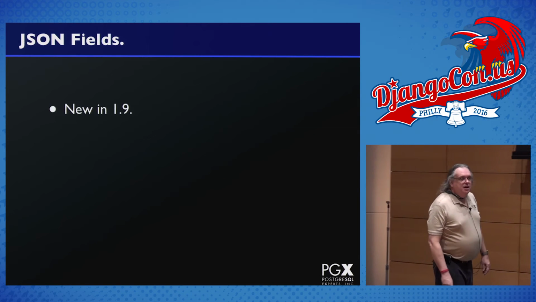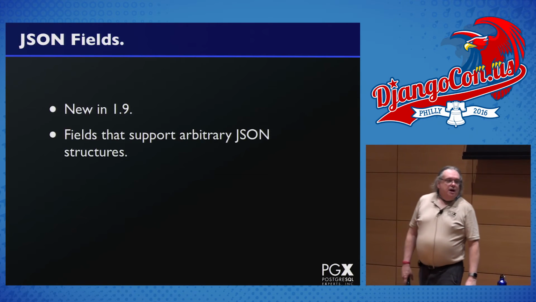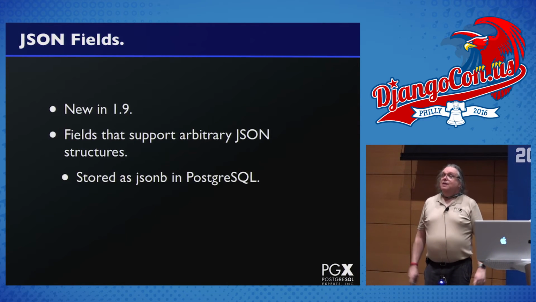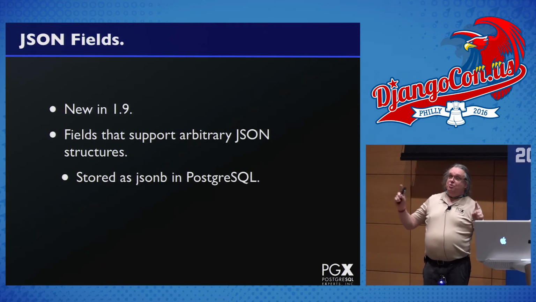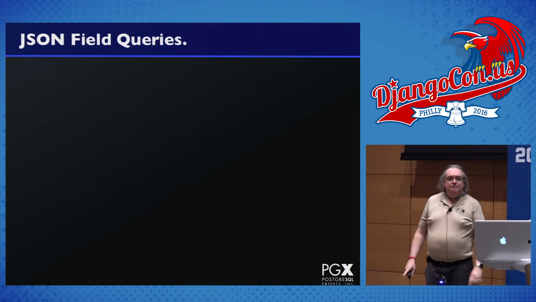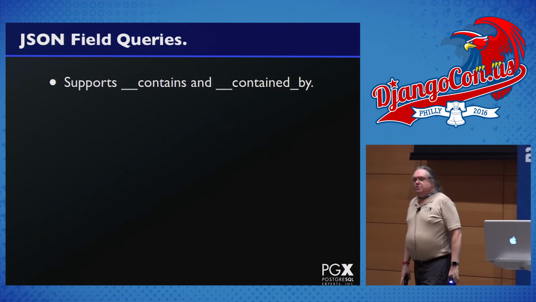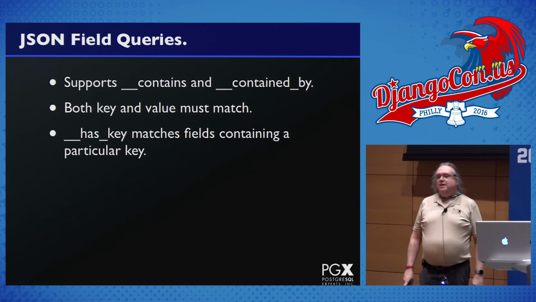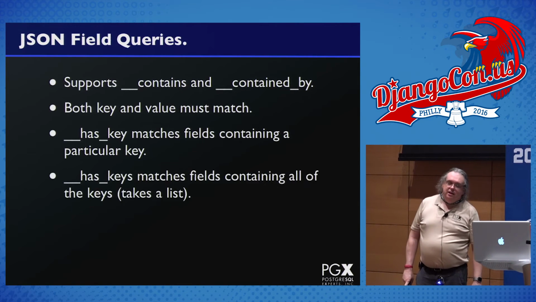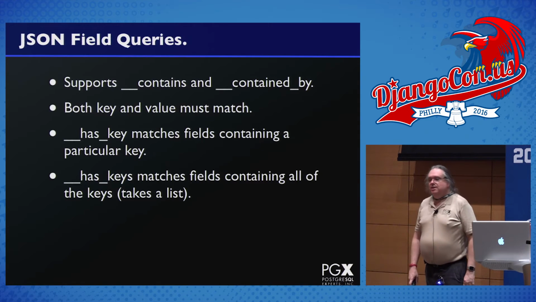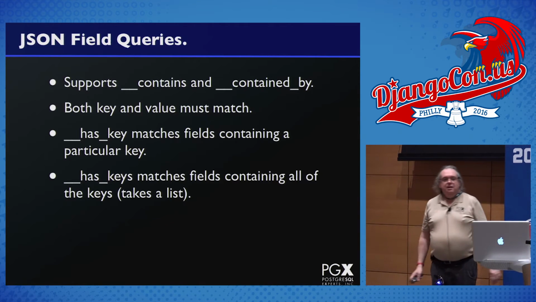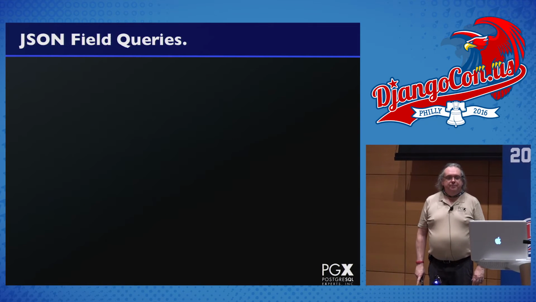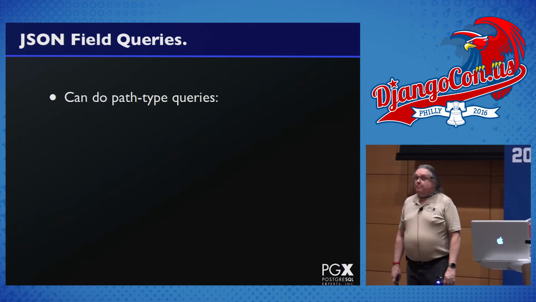We have the new hotness, which is JSON fields. They're new in 1.9, and they support arbitrary JSON structures. They're stored as JSONB because Postgres has two different JSON types. It supports the usual stuff: contains and contained by, where both the key and the value have to match; has key, which finds JSON structures with a particular key; has keys, which finds everything that matches a list; and has any keys. So, cool. You can do path type queries.